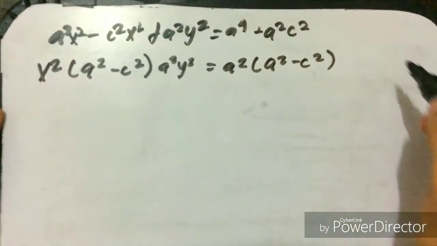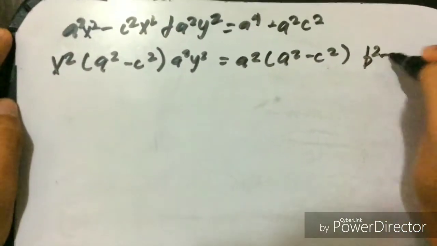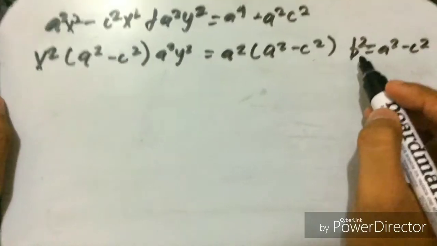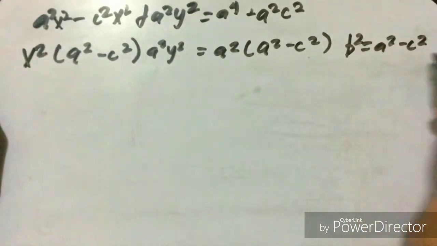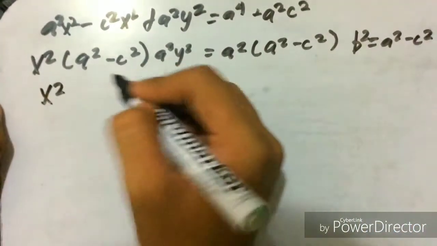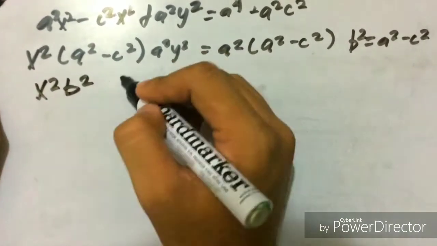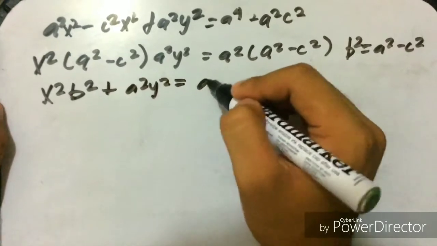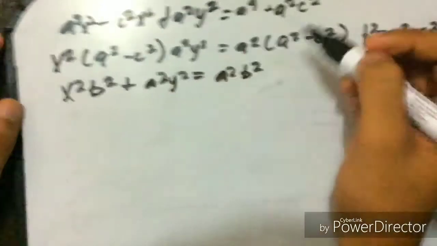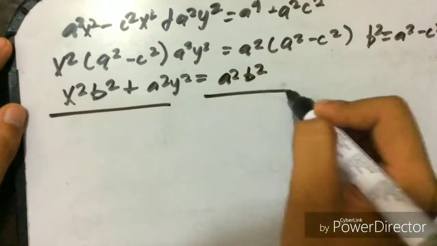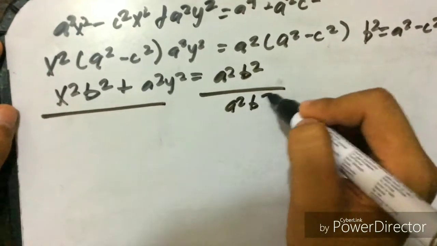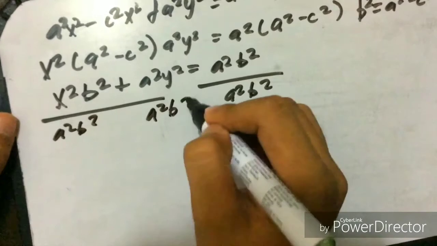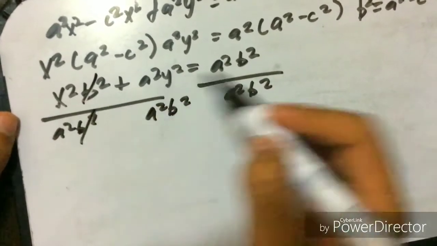Remember, the Pythagorean theorem is b squared equals a squared minus c squared. So you will change the a squared minus c squared into b squared. So x squared b squared plus a squared y squared equals a squared b squared. And this, divide it by a squared b squared, a squared b squared, cancel out.